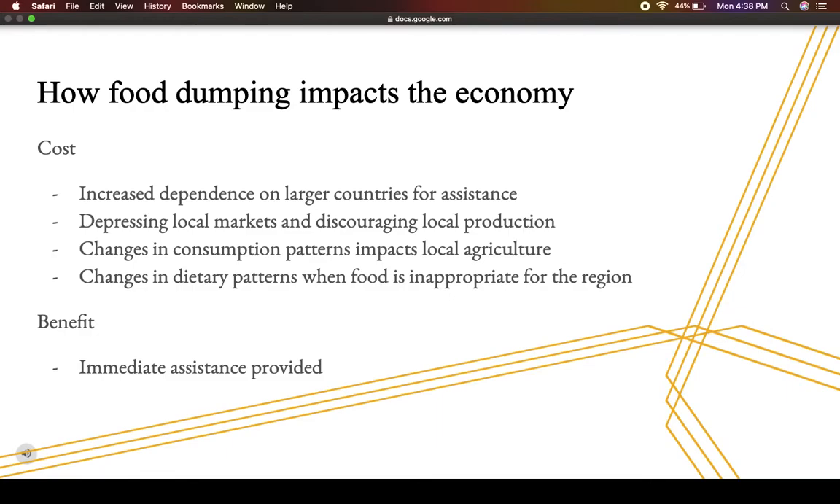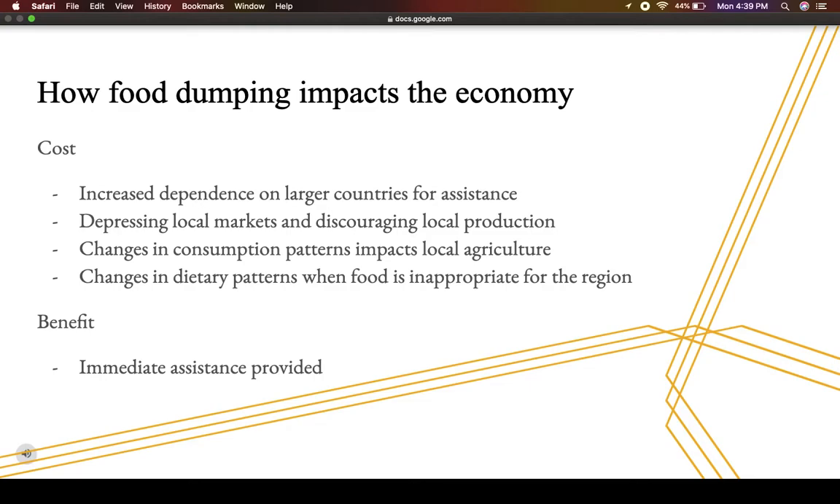Next, I'm going to be talking about how food dumping impacts the economy, in terms of the economy of the country that receives the food aid. In terms of costs, there is an increased dependence on the donor countries for assistance because there's a depression in local markets and discouraging of local production, because local production generally tends to be more expensive than food aid, and receiving the food aid therefore creates that dependence on the donor countries.